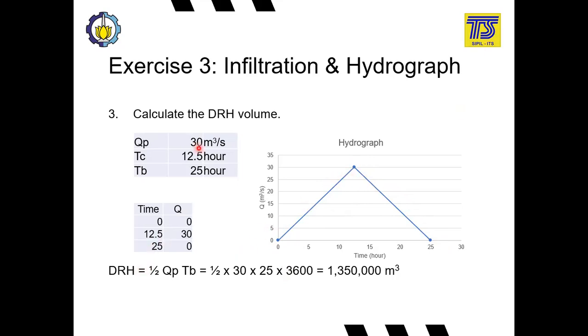And then we have to calculate the volume by using the equation of the area of this triangle. We can calculate it using half times peak discharge times time base. And then we have 1,350,000 meter cube as the volume of the direct runoff hydrograph.